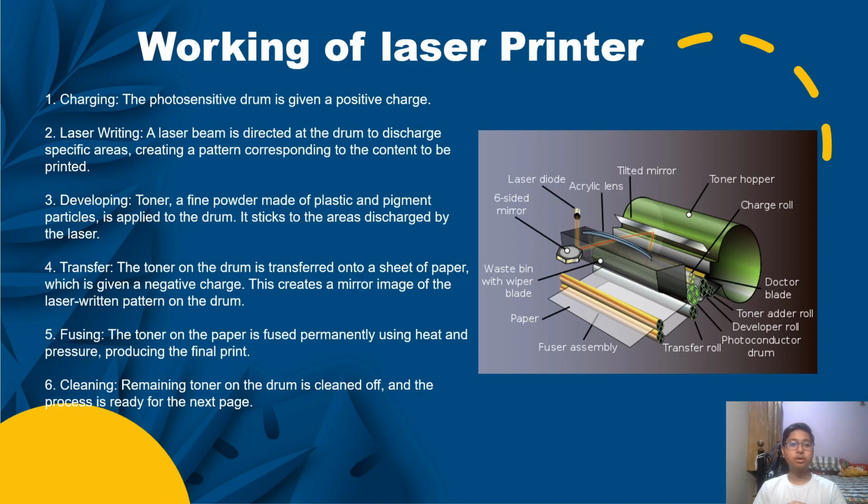Transfer. The toner on the drum is transferred onto a sheet of paper which is given a negative charge. This creates a mirror image of the laser written pattern on the drum. Fusing. The toner on the paper is fused permanently using heat and pressure, producing the final print. Cleaning. Remaining toner on the drum is cleaned off and the process is ready for the next page.